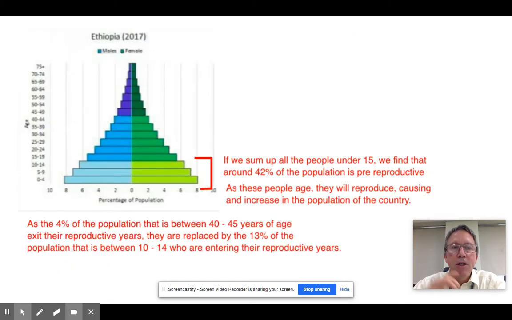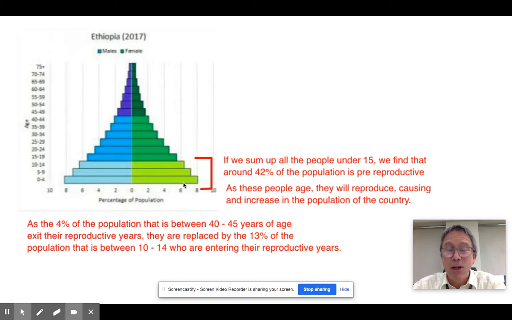Ethiopia has this pyramid-shaped curve to it, and this is a classic look of a country or a population that is experiencing pretty rapid growth. And here's how we know. In this case, we have percentage of the population instead of actual population. If we sum up 8 and 8, that's 16, 7 and 7, that's 14, and so on, we find that about 42% of the population is pre-reproductive.